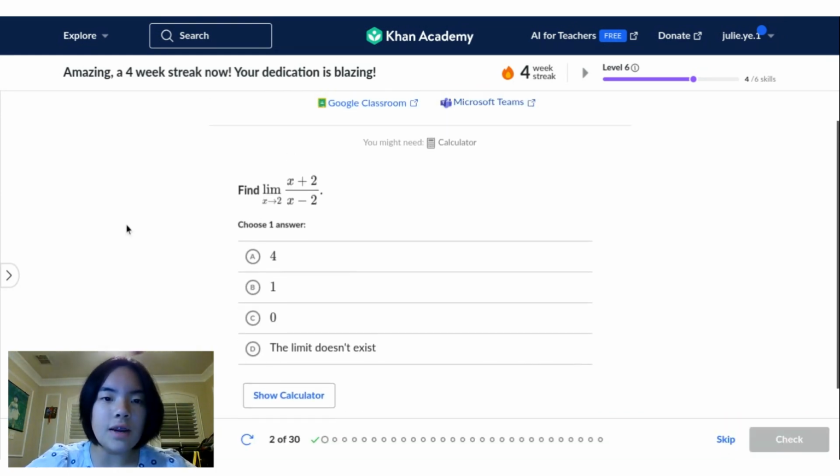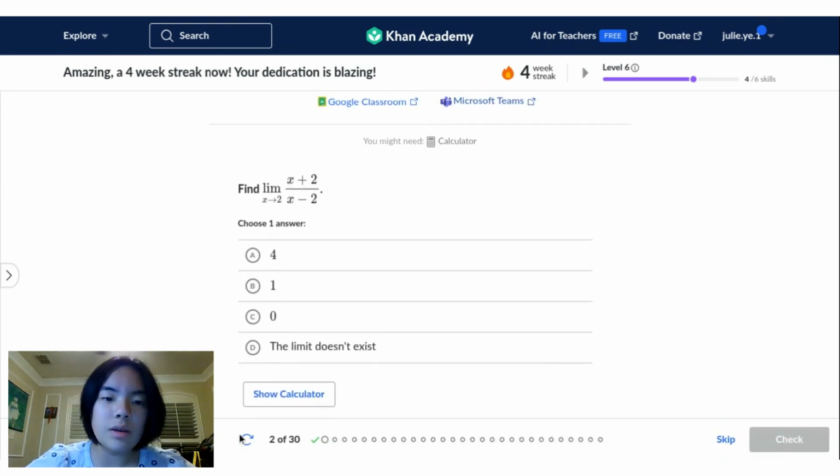This one asks to find the limit as x approaches 2 of (x plus 2) over (x minus 2). Let's do direct substitution. So 2 plus 2 is 4, and 2 minus 2 is 0. 4 over 0 indicates that there is a vertical asymptote, which means that the limit does not exist.